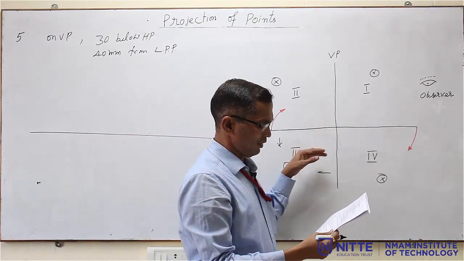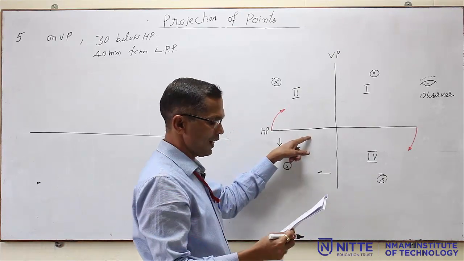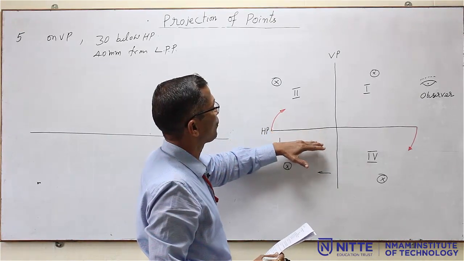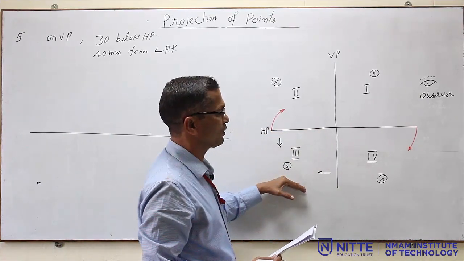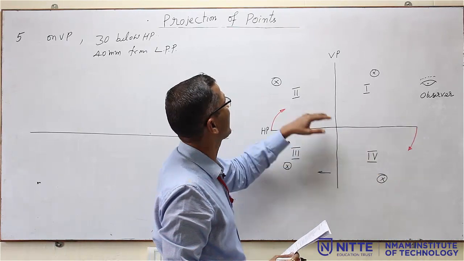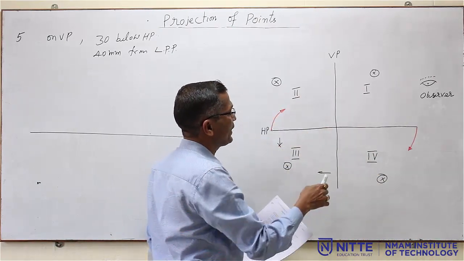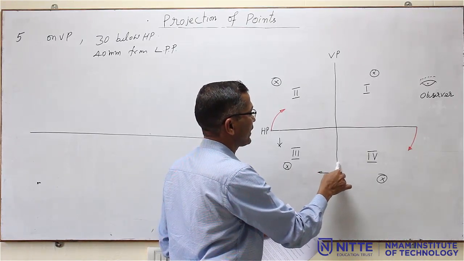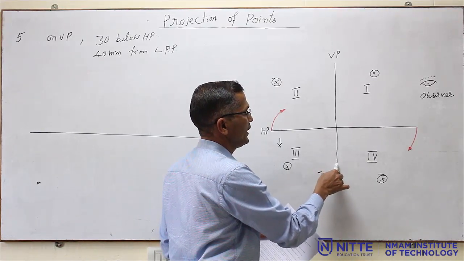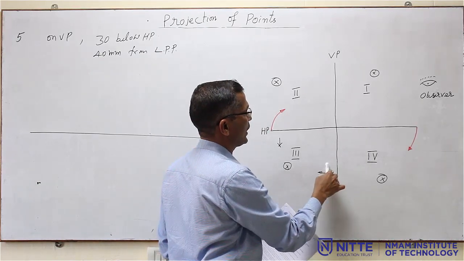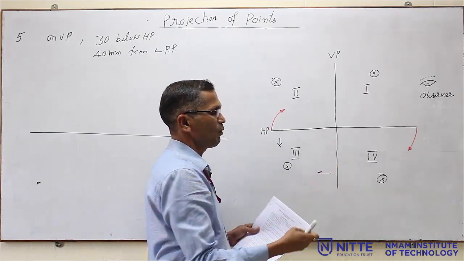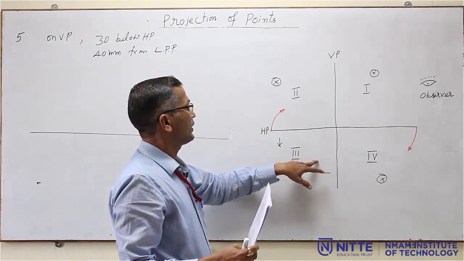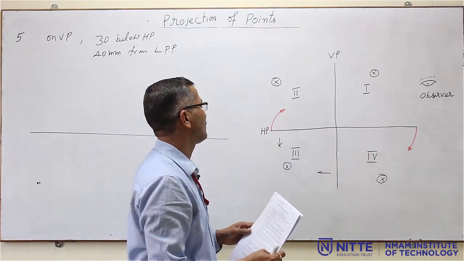So, below HP how much? It is 30 mm. Lying on VP and below HP means two possibilities, the third quadrant as well as the fourth quadrant. It cannot be first or second. Instead of saying in front of VP or behind VP, they told that the point is exactly on the VP, so it can belong to the fourth or third quadrant. You can solve it for both, and you will get the same solution.